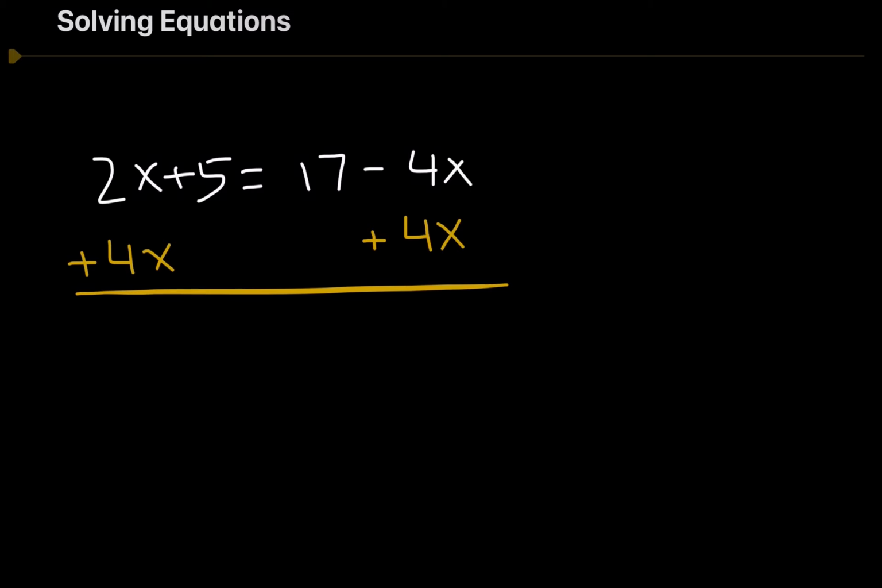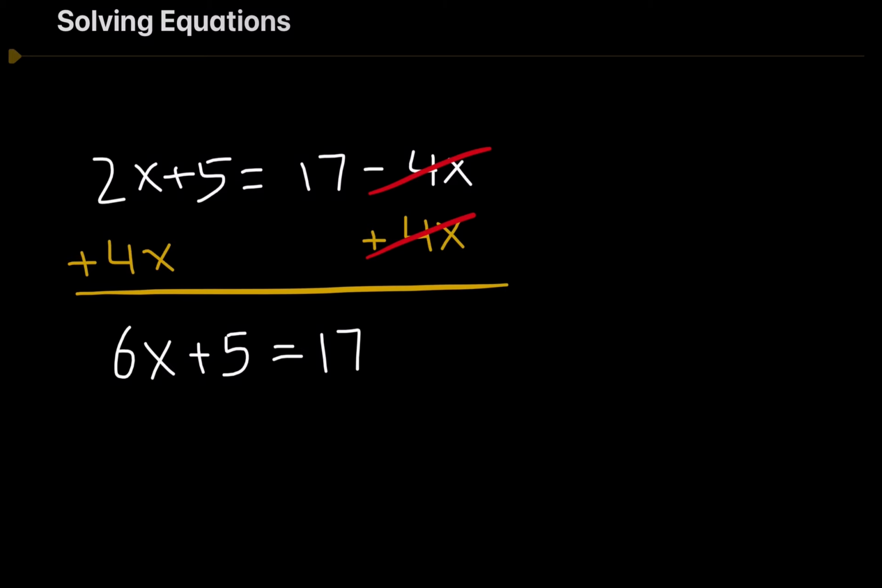On the right hand side, since we are subtracting 4x and adding 4x, these two cancel each other out. So that's gone. On the left hand side, we have 2x plus 4x, which is simply equal to 6x. The rest of it stays the same for now. So we have 6x plus 5 is equal to 17, and we no longer have the minus 4x. So that's good. We're making progress already.